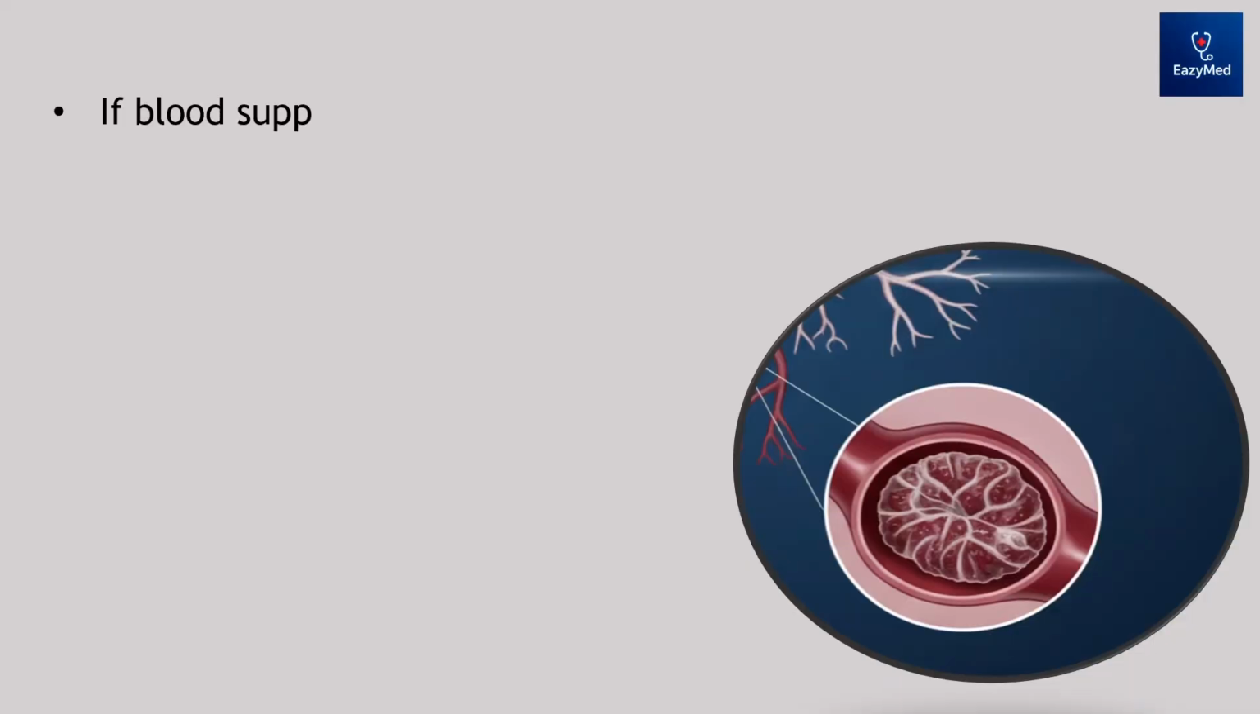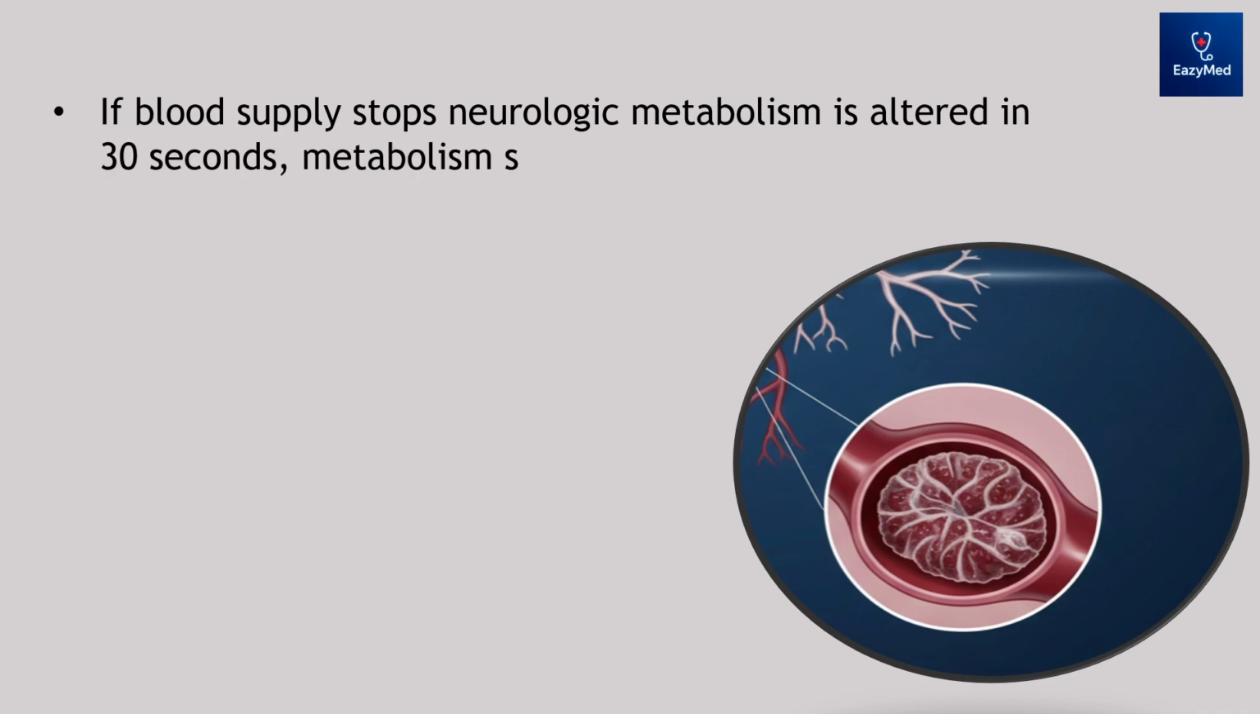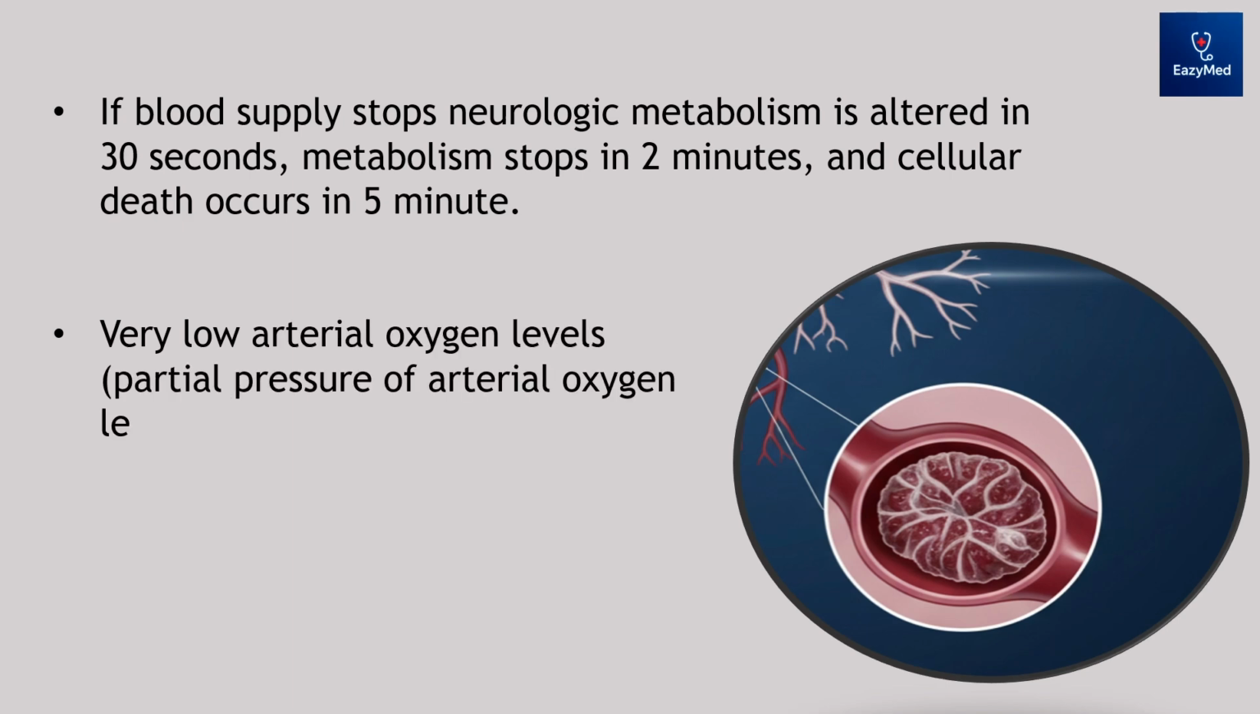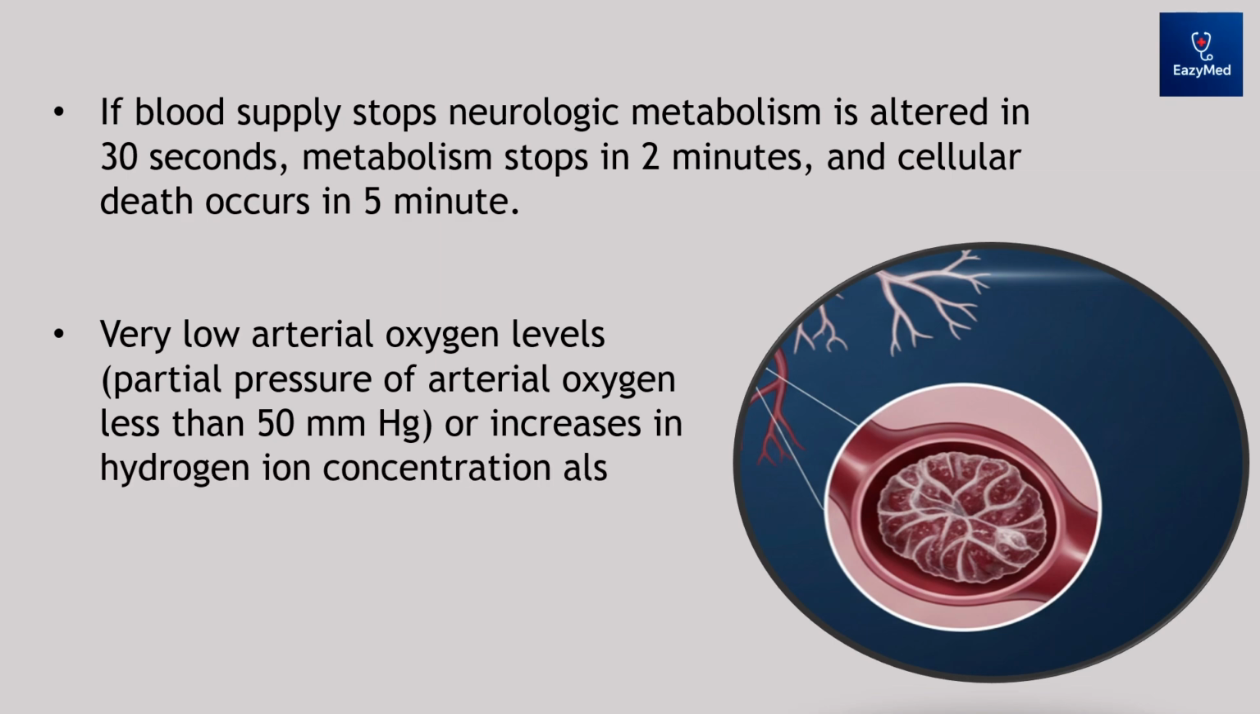If blood supply stops, neurologic metabolism is altered in 30 seconds, metabolism stops in 2 minutes, and cellular death occurs in 5 minutes. Very low arterial oxygen levels, partial pressure of arterial oxygen less than 50 mmHg, or increases in hydrogen ion concentration also increase cerebral blood flow.